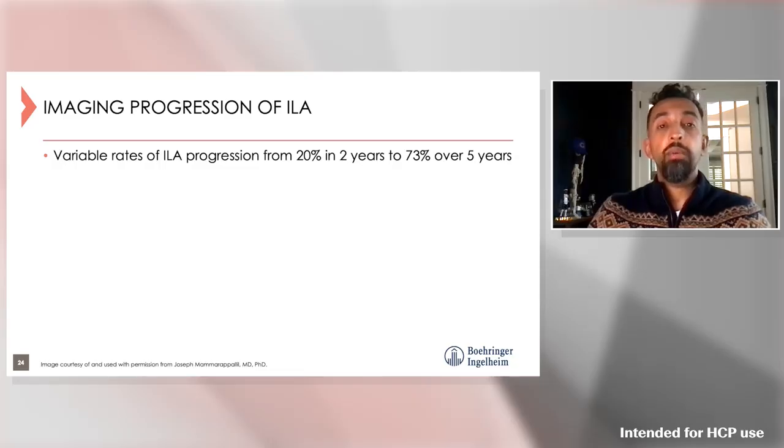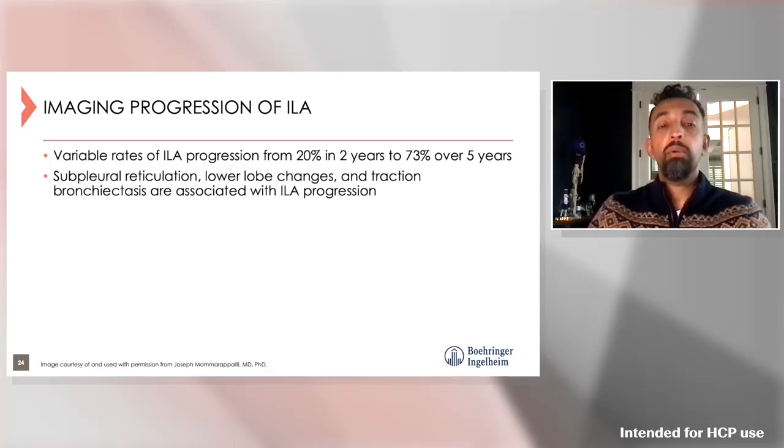What are the findings that we see when we have progressive ILA or progressive ILD? Well, essentially, we see subpleural reticulation that will increase. Often these patients will have changes in their lower lobes with progressive traction bronchiectasis and potentially leading all the way to honeycombing. All of these findings are associated with progressive ILA. It blurs the lines between ILA and ILD when you have progressive findings, because if the findings of ILA have progressed, I'm starting to wonder if this patient has ILD.